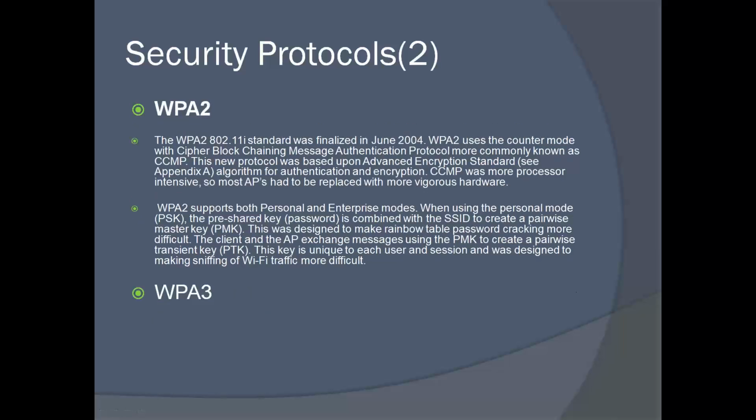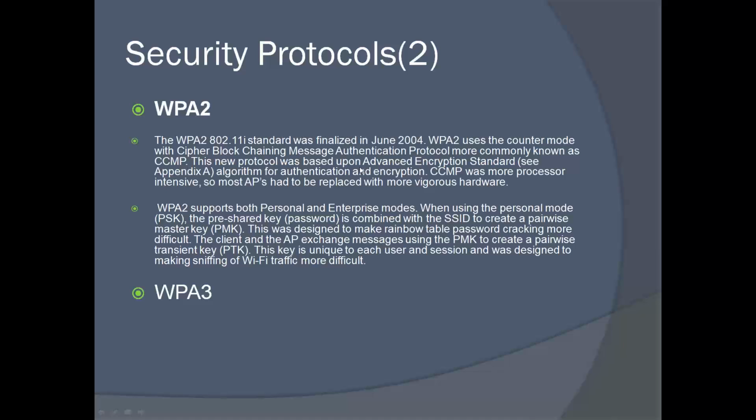Then we ended up with WPA2, which is what most people are using today. The WPA2 802.11i standard was initialized in June of 2004, so it's been around now some 17 years. WPA2 uses the Counter Mode with Cipher Block Chaining Message Authentication Code Protocol, commonly known as CCMP, which requires a more powerful integrated circuit, a chip.